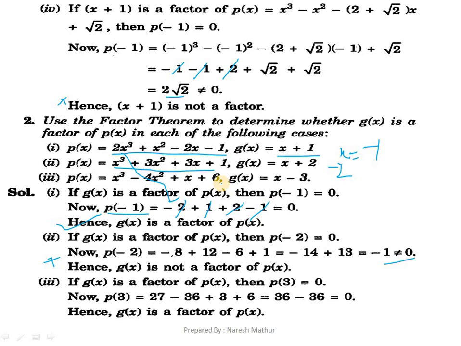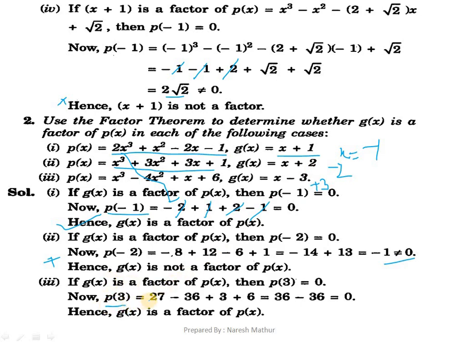Alright, it is quite similar and simple. In the last one, p of x is given, g of x is given as x minus 3. So we have to check for the value of p of minus 3. Sorry, p of positive 3, because x minus 3 equals to 0, so x will be 3. So we have to check for p of 3.